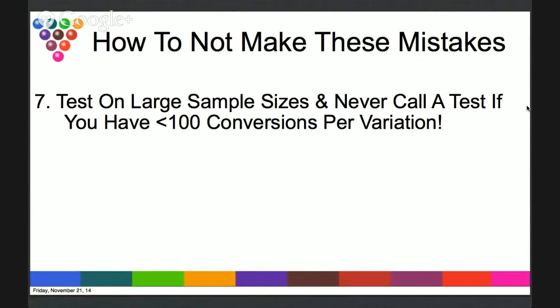Yeah. And then finally, number 7, test on larger sample sizes, and never call a test before it has more than 100 conversions per variation. And if you don't have the traffic to do these things, as Valentin was saying, use all the other tools that exist out there to help persuade or help understand from a qualitative perspective to increase conversions. Because as I said, not all pages are test worthy, but all pages are optimization worthy.